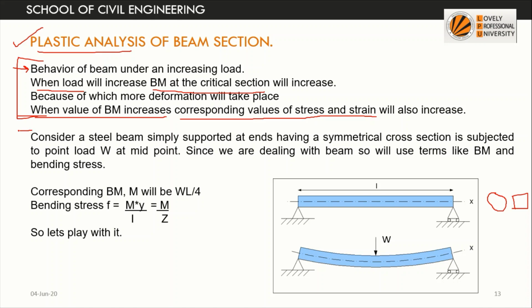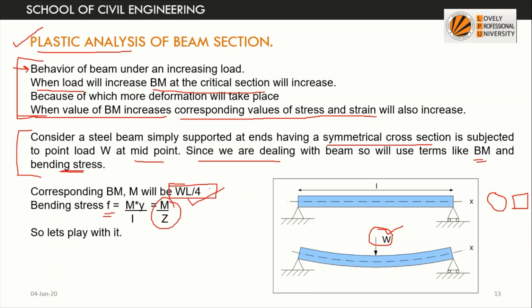Now we consider a steel beam simply supported at the ends, and the cross section is symmetrical and is subjected to some point load W at the midpoint. So we are dealing with a beam, so instead of talking about load, we'll talk about bending moment and bending stress. Bending moment in this case will be WL by 4, for a point load at the midpoint of a simply supported beam, maximum bending moment will be at the center, WL by 4, and bending stress F is equal to M by Z. So the M value we can get from here and simply divide by Z.